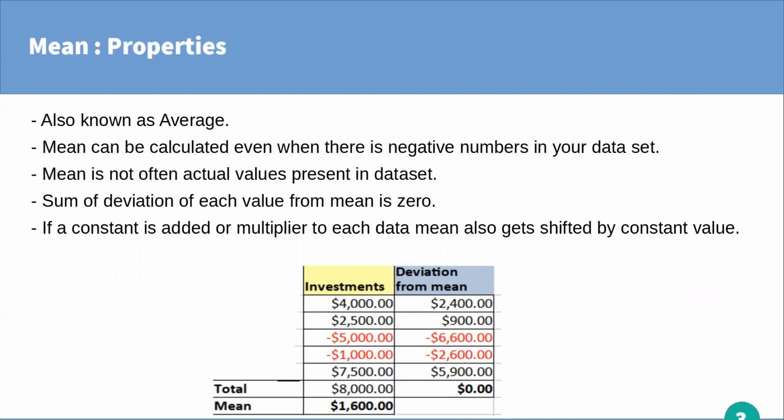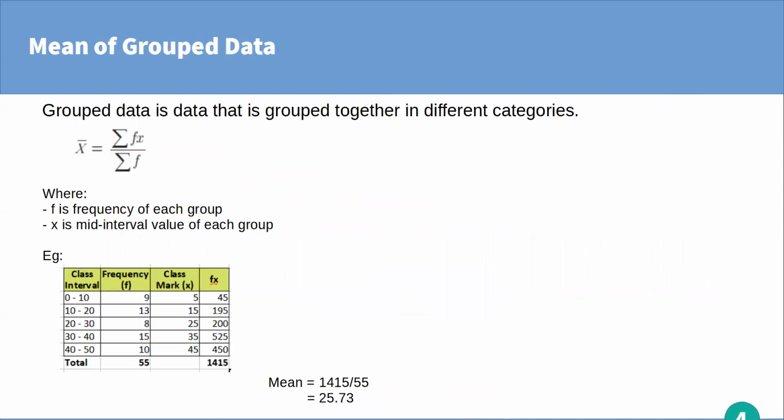And sum of the deviation of each value from the mean is zero. You can observe that in the deviation from mean column, where when you sum it up, the total is zero. And if a constant is added or multiplied to each data, the mean gets shifted by a constant value.